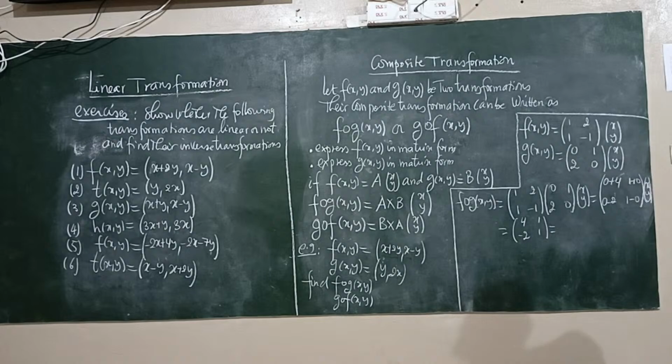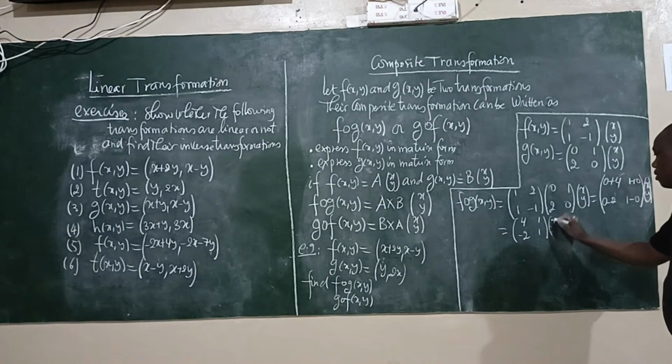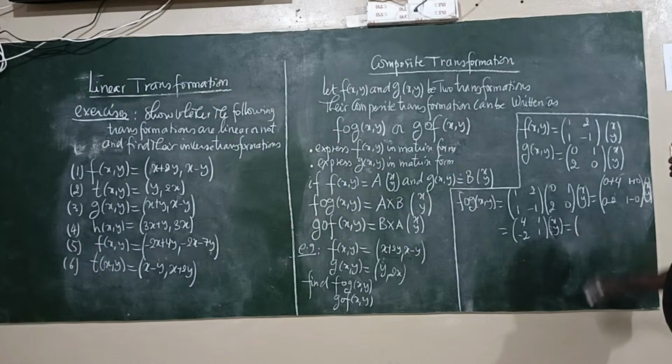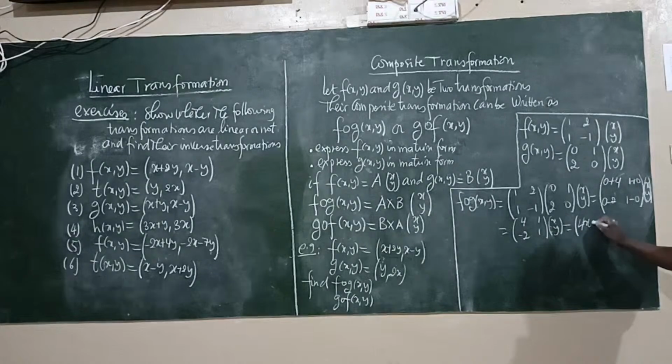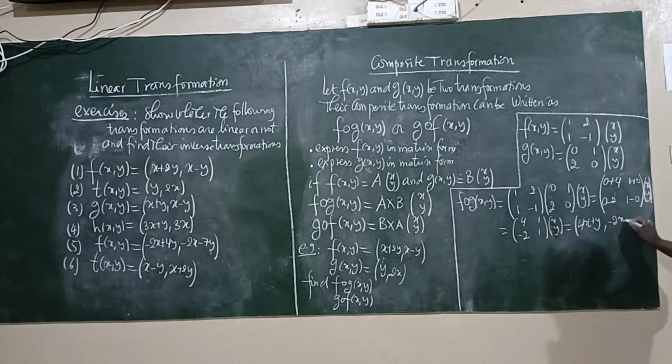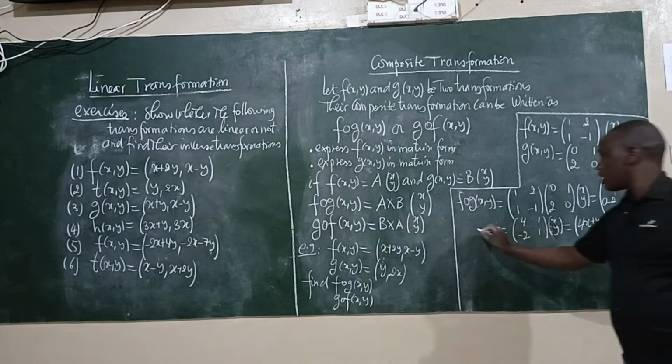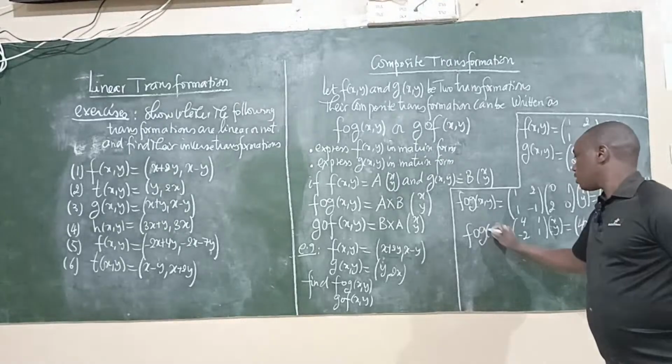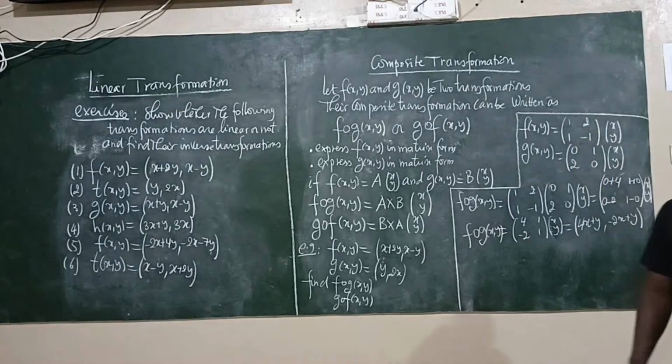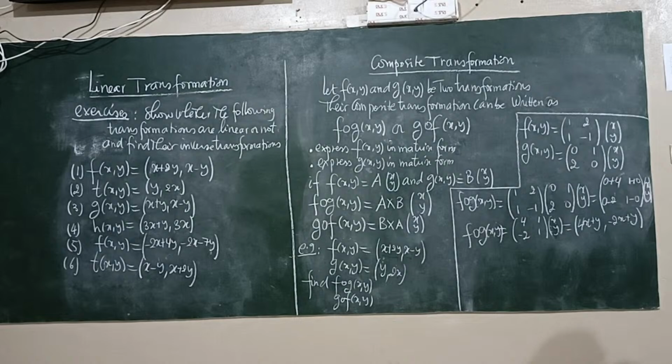And this is multiplied with (x, y). This is going to be 4 times x, that is 4x, plus 1 times y, which is y, comma, minus 2 times x, this is minus 2x, plus y. Here is f∘g(x, y). This is how it's calculated.